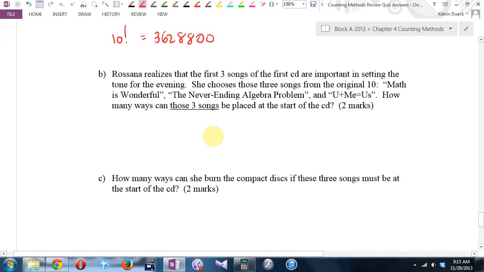Rosanna, however, realizes that the first 3 songs of the first CD are important in setting the tone. She chooses those 3 songs from the original 10.